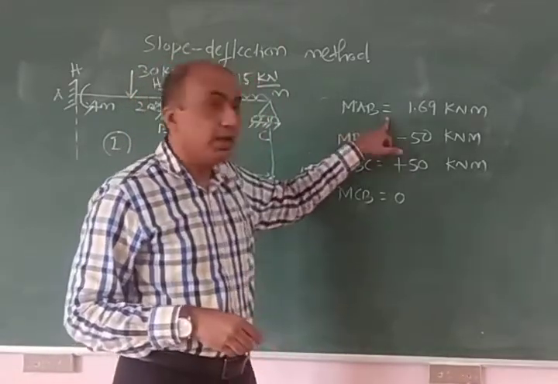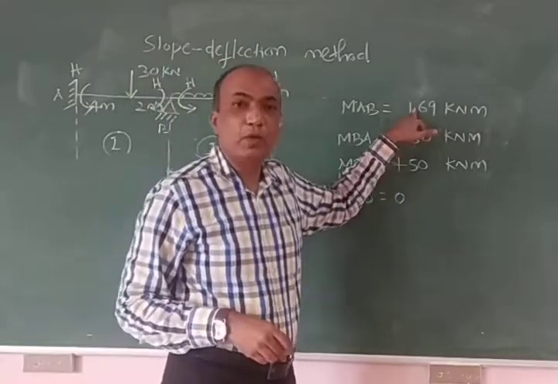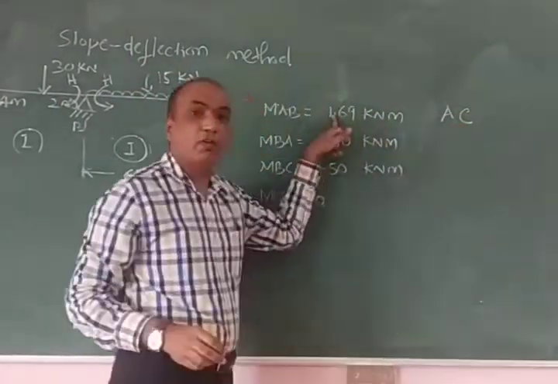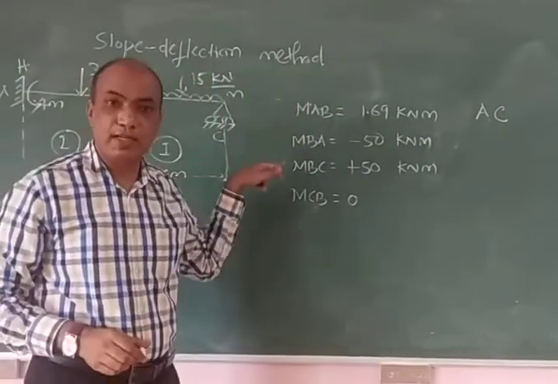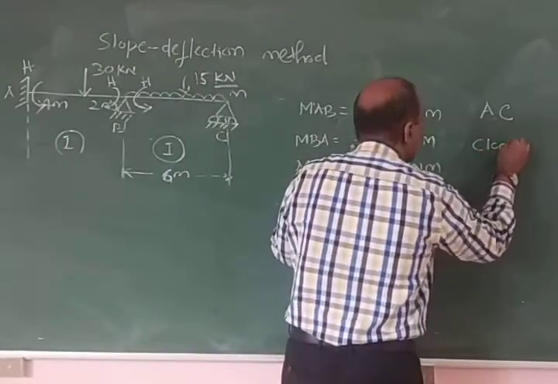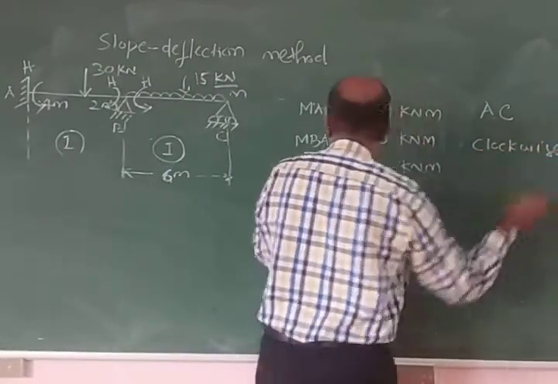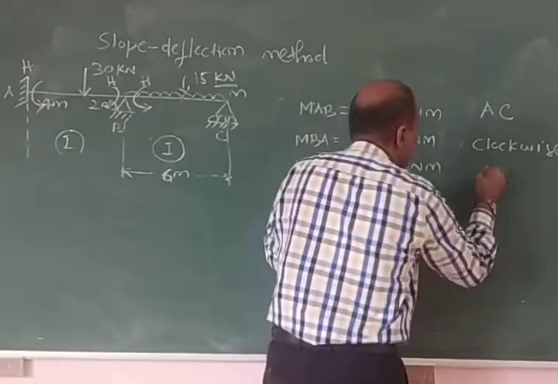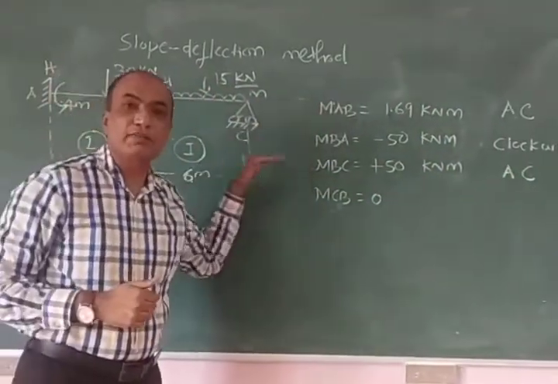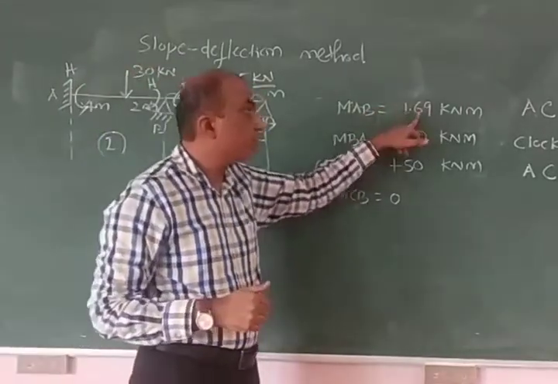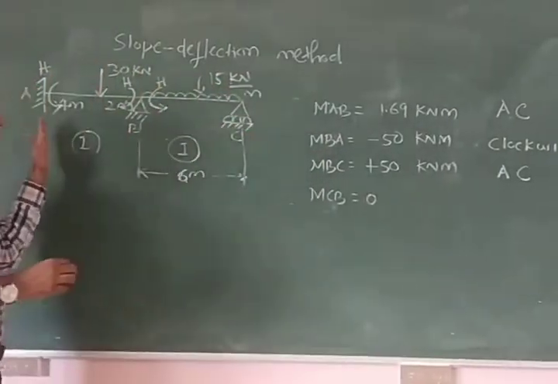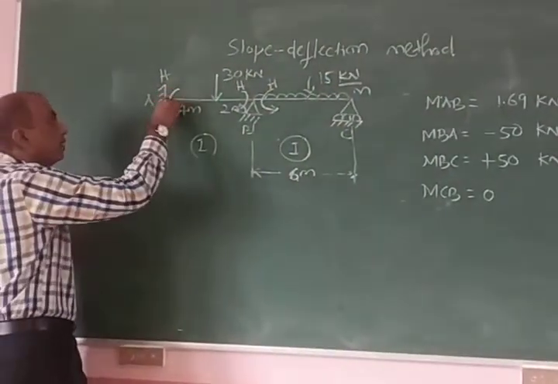Now if you look at MAB, it is plus 1.69. What is the meaning of plus? It is anti-clockwise. Why is it anti-clockwise? Because our sign convention positive is anti-clockwise. And MBA minus means it is clockwise. And MBC is anti-clockwise. So this is how we first identify the signs of the moments. Once you get the values, positive anti-clockwise, negative clockwise, positive anti-clockwise, we'll go to the main structure and mark them.